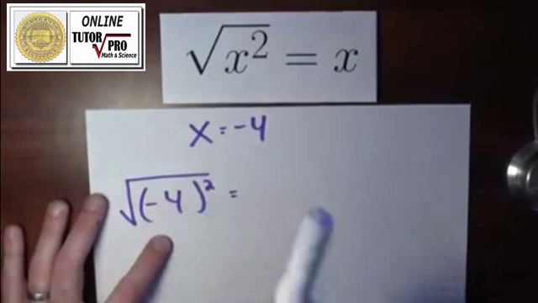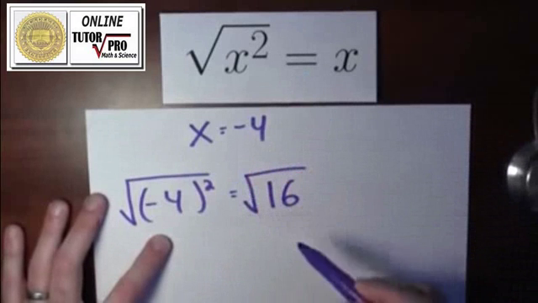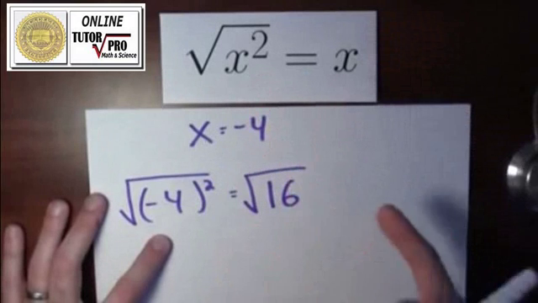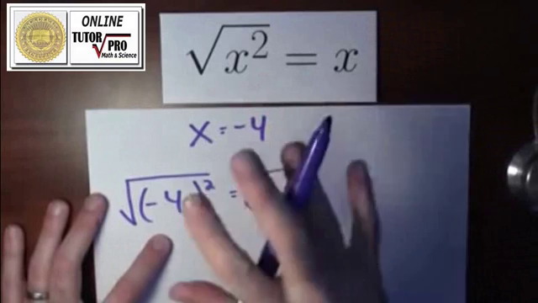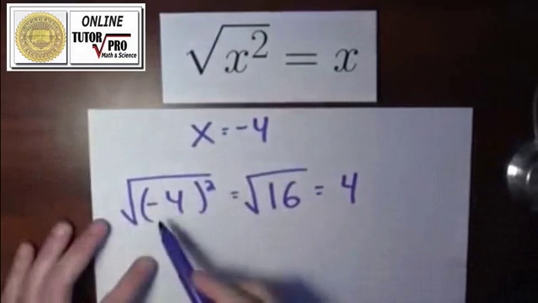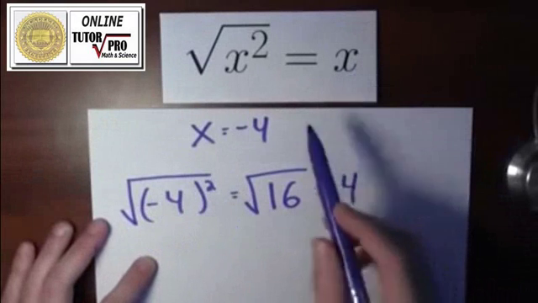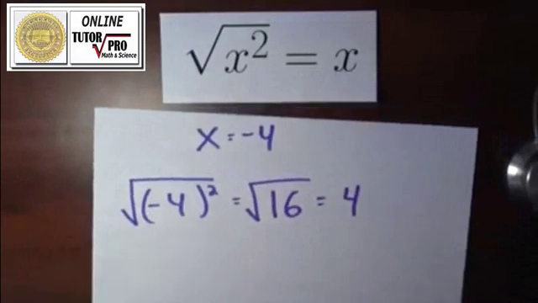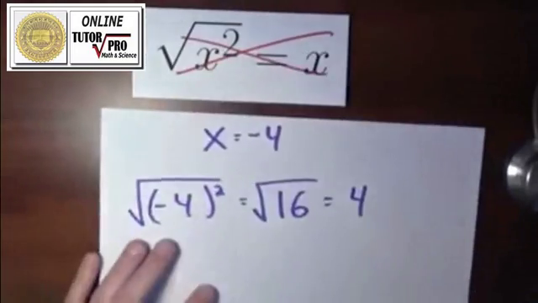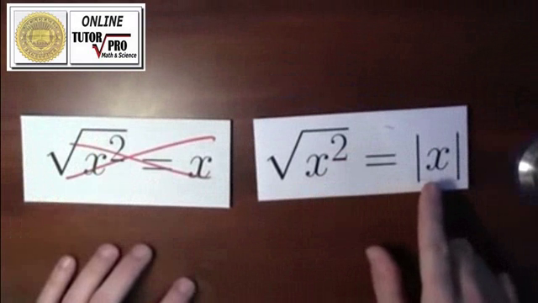Now, minus 4 times minus 4 is 16. This is the square root of 16. And the square root of 16, by the definition of the square root, is the non-negative number which squares to 16. There's two numbers that square to 16, plus 4 and minus 4. But the square root is, by convention, the non-negative one. So this is equal to 4. Look at what happened. The square root of minus 4 squared is plus 4, and that's not the x over here. So this is not true. You should not be tricked into thinking that that's the case. Instead, something else is true. What is true is this: the square root of x squared is the absolute value of x.